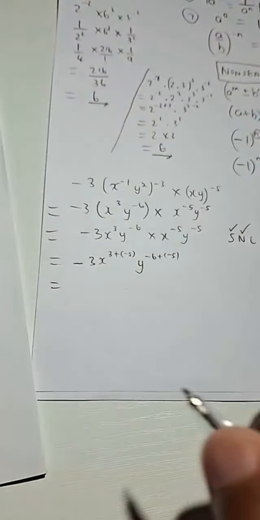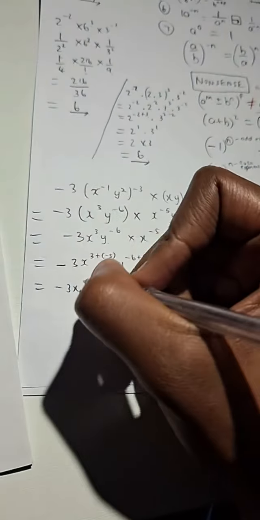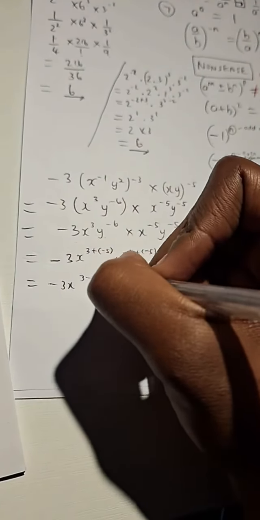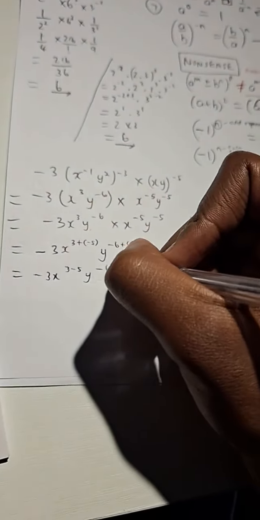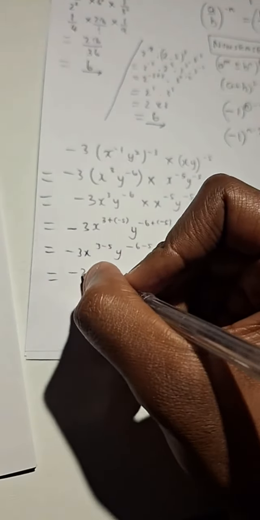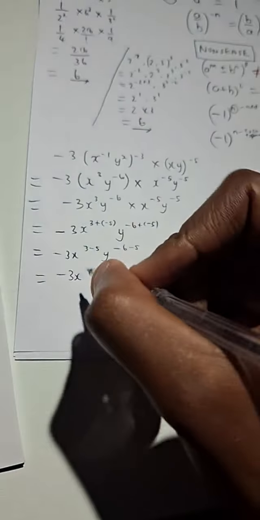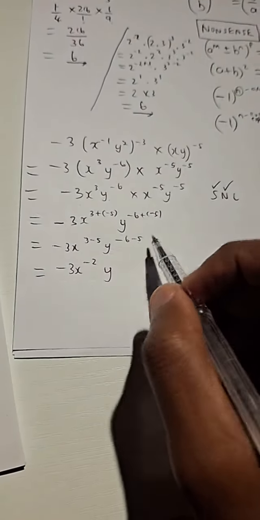I'm not done. I move on. This is -3x. What's a positive times a negative? That's 3 minus 5. What's a positive times a negative? That's -6 minus 5. I have -3x. What's 3 minus 5, guys? It is -2. What's -6 minus 5? It is -11.